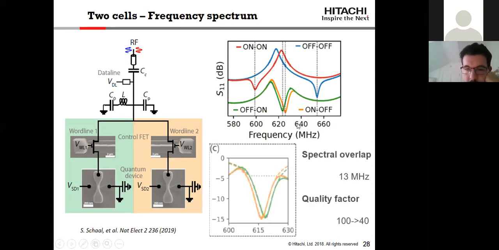The most important thing here is that when we turn on one of the cells or the other, the resonant frequencies overlap, because we are going to do time multiplexing. We want to be using the same frequency all the time to address as many qubits as possible, but in this case, two. The spectral overlap limits the bandwidth of the measurement, and in this particular case, since we are not using superconducting inductors, we are talking about quality factors in the off state of 100 that drop to 40 when we turn on the word line transistors.